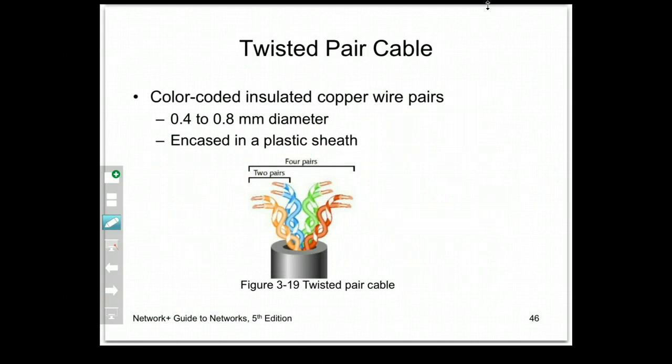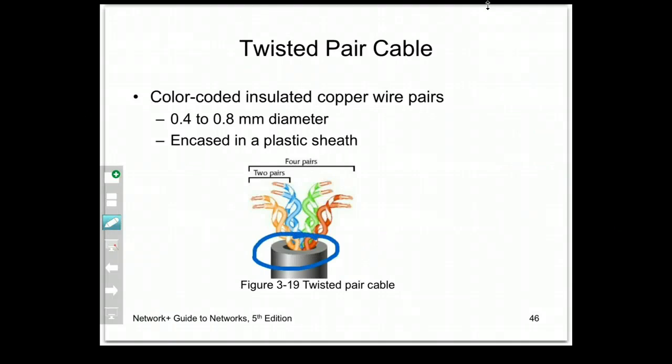This is what we're going to be doing next week, was a twisted pair. It has 4 pairs, and they are from 0.4 to 0.8 millimeters in diameter. They're encased in a plastic sheath over copper wire, very fragile for the most part. And the important part of this is the twists stay intact below this area here. And I'll show you how to do that next week.